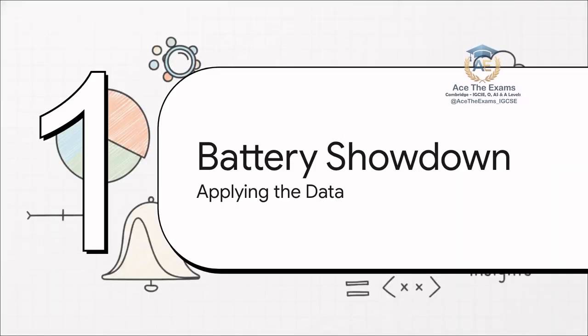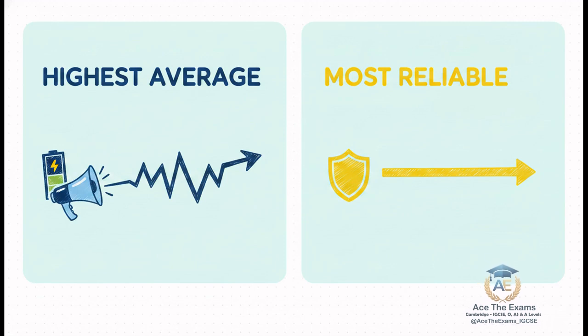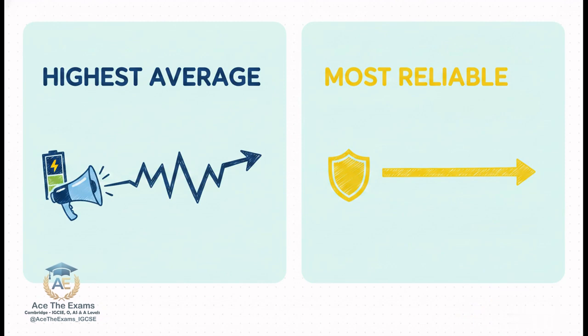And finally, Section 6, the Battery Showdown. Now we get to apply all our hard-earned data detective work to figure out which battery is actually the winner here. On one side, we've got Type A, a higher median but a massive interquartile range. On the other side, we have Type B, a slightly lower median but an incredibly tight, consistent spread.